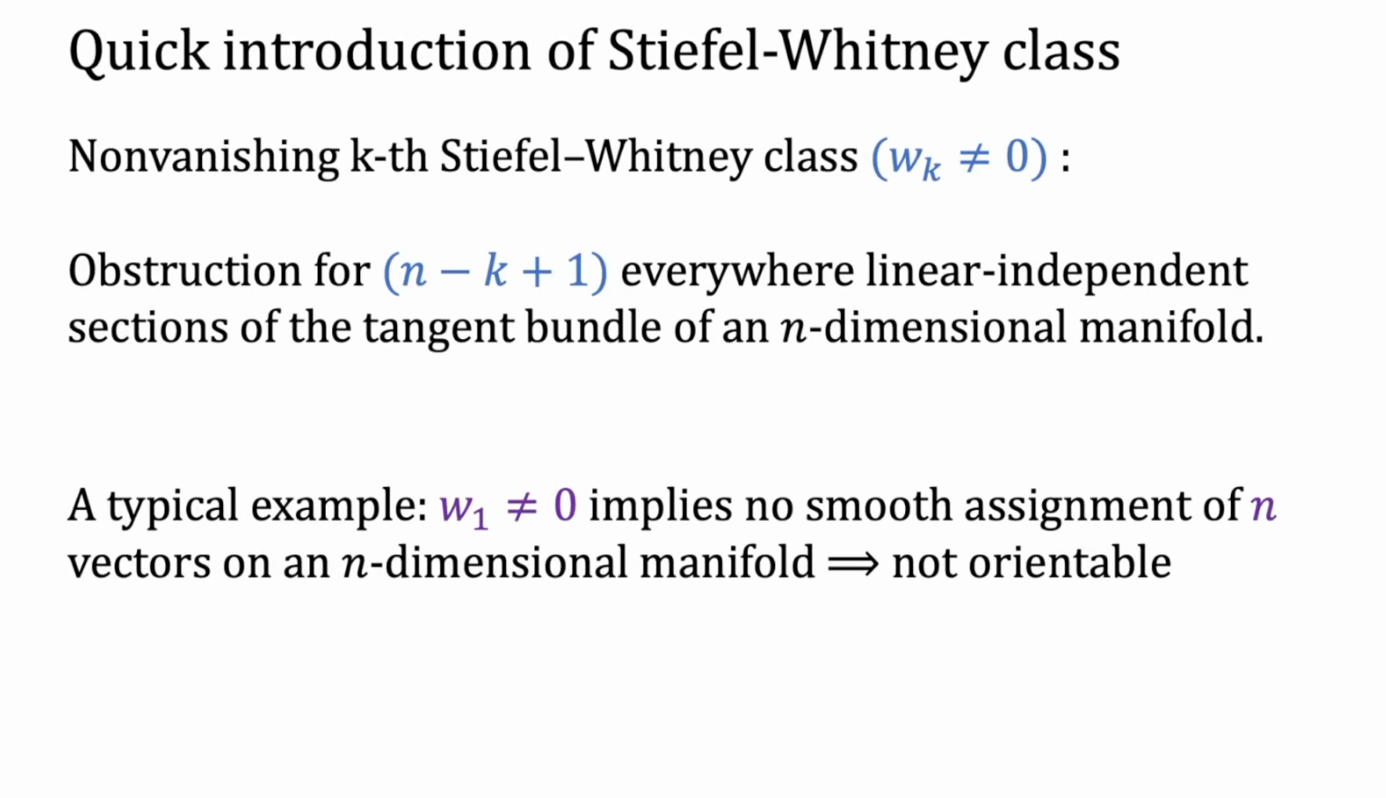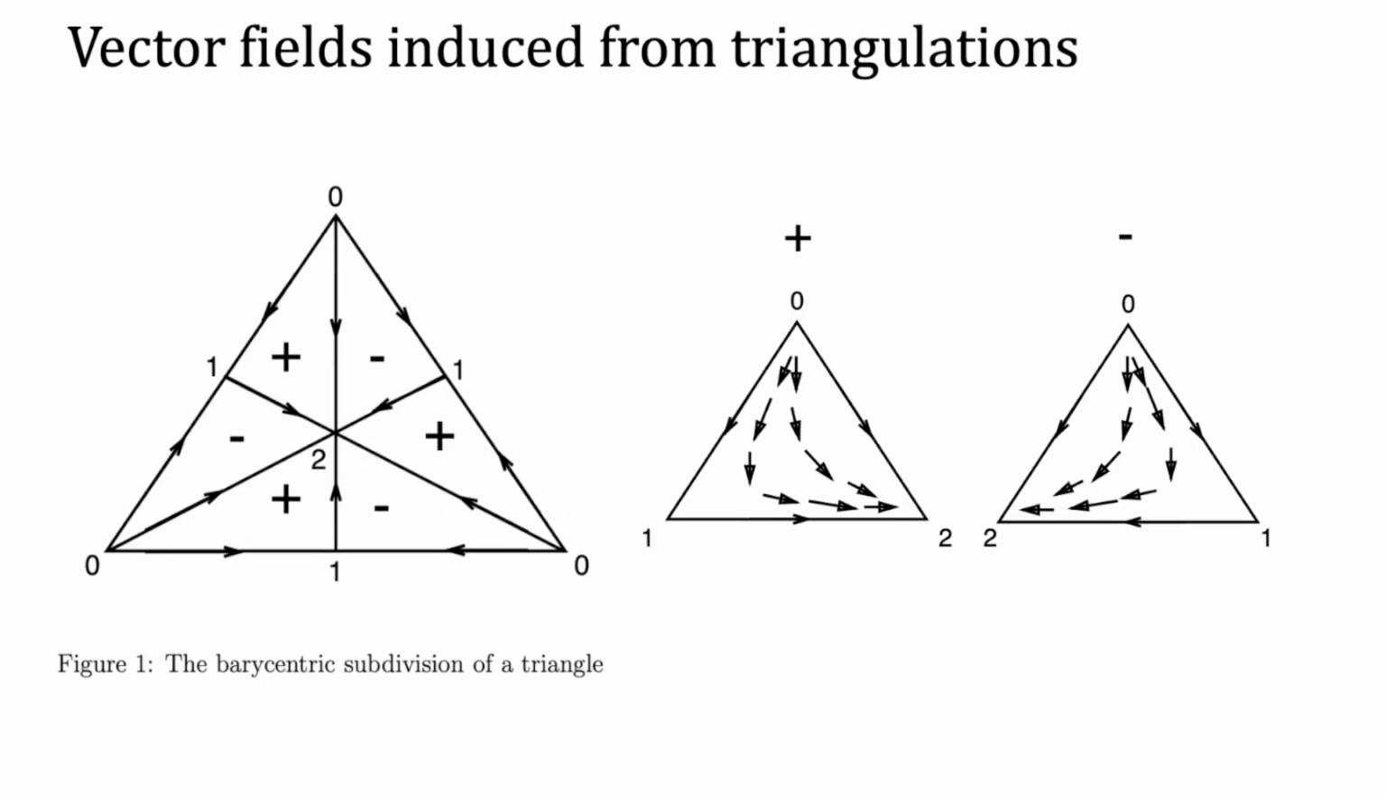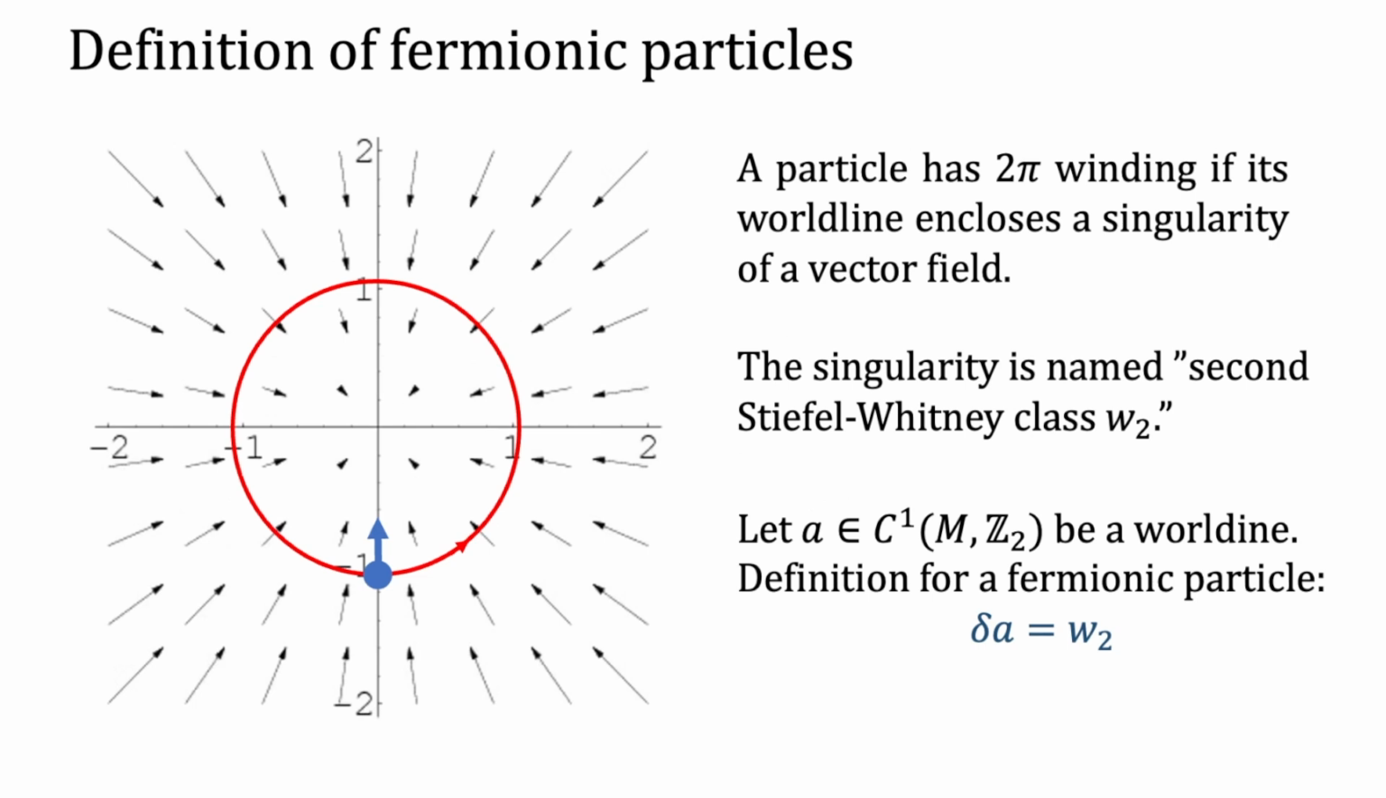In your last slide, if it is a non-orientable manifold like a Mobius strip, if the particle winds around the whole strip, there is a non-contractible loop. And for the vector field, maybe it can have two windings, but there is no singularity.